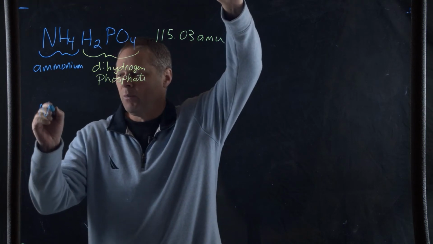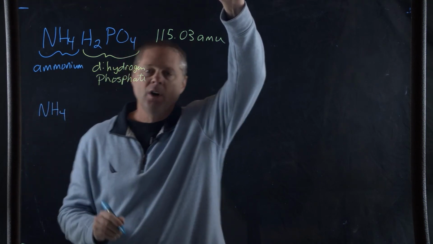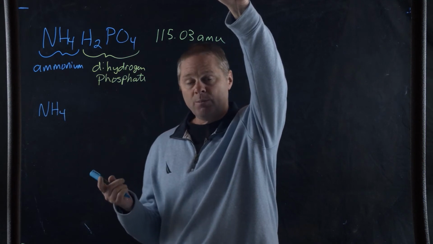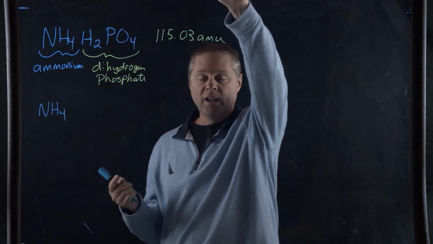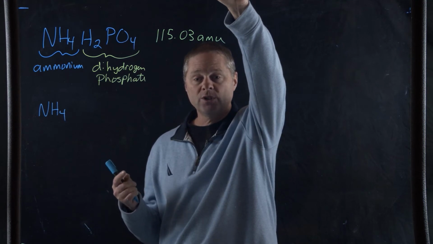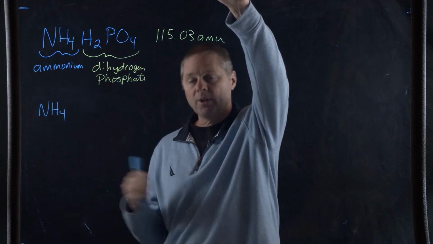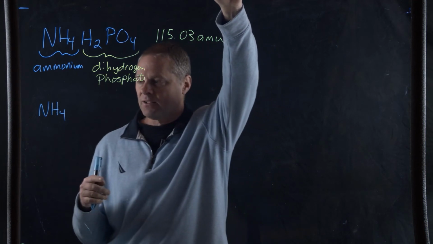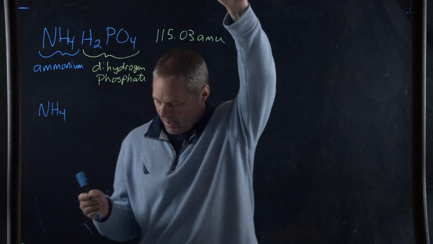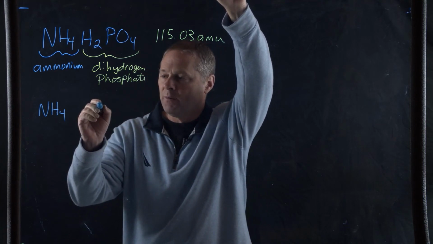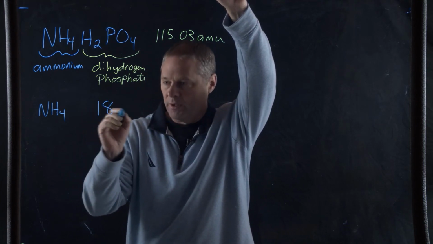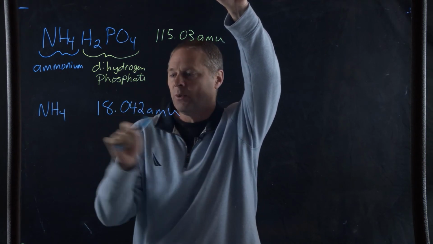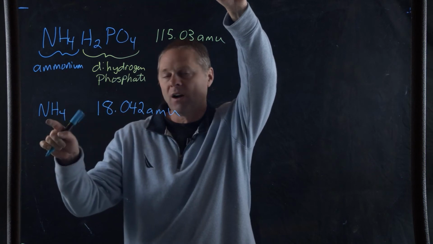So we're dealing with ammonium, which is NH4. We have 1 nitrogen and 4 hydrogens. 1 nitrogen is about 14.01 AMU. Each hydrogen is 1.008, and we have 4 of them, so we take 4 times 1.008 and add that to 14.01. For ammonium, we get 18.042 AMU as the molar mass of ammonium.